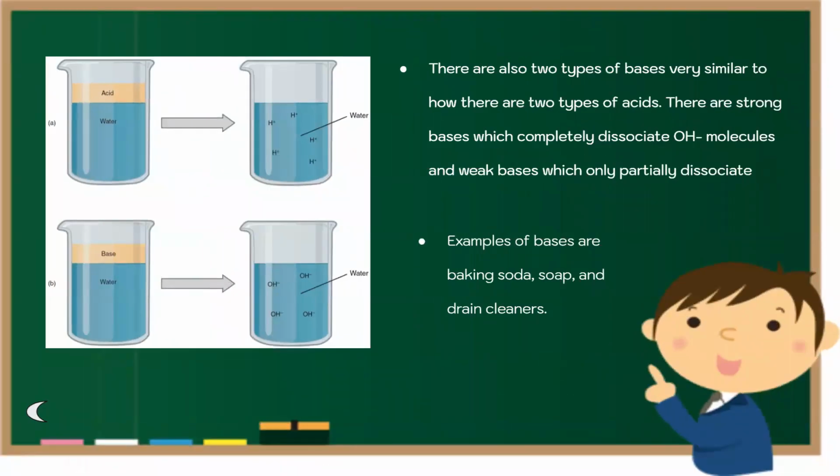Just like acids, there are also two types of bases. There are strong bases, which completely dissociate in water as well, but instead of releasing H+ ions, they release hydroxide ions. And weak bases only partially dissociate. Examples of bases are baking soda, soap, and drain cleaners.